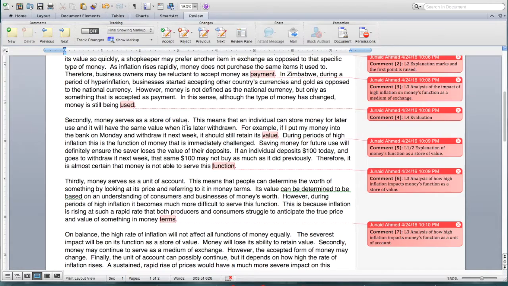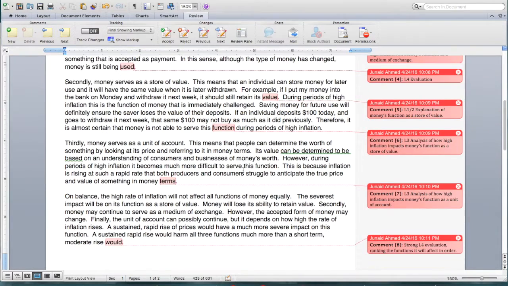Saving money for future use will definitely ensure the saver loses the value of their deposits. If an individual deposits $100 today and goes to withdraw next week, that same $100 may not buy as much as it did previously. Therefore, it is almost certain that money is not able to serve this function during periods of high inflation. All right, there's a little bit of evaluation there at the end too. The analysis goes back to high inflation and money's function as a store of value.